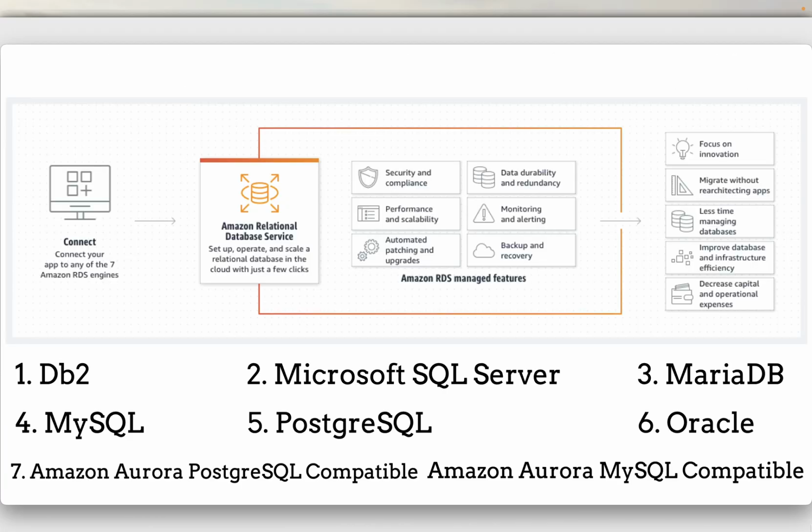Okay, this is the high level diagram. So herein you can connect your application to any of the 7 supported Amazon RDS database engines, and then some managed features of RDS are security and compliance. So you have built-in security features and compliance certifications, performance and scalability, so easily you can scale compute and storage resources as you need. There is automated patching and upgrades.